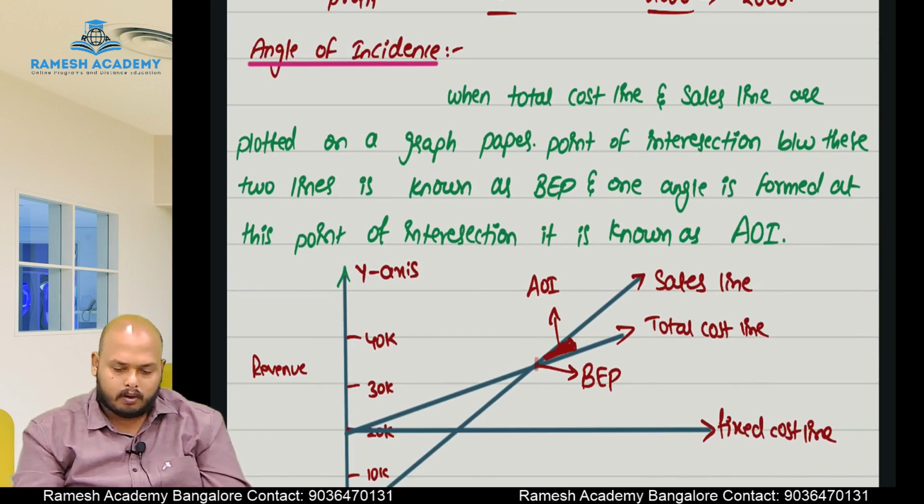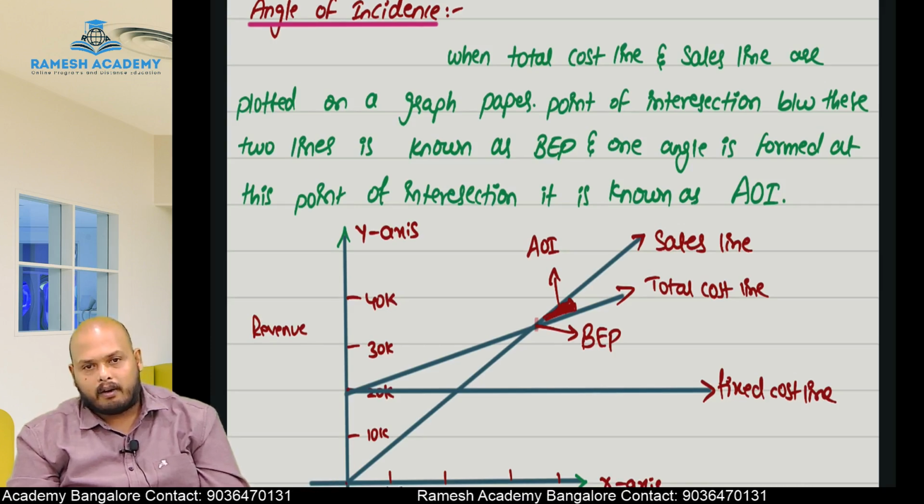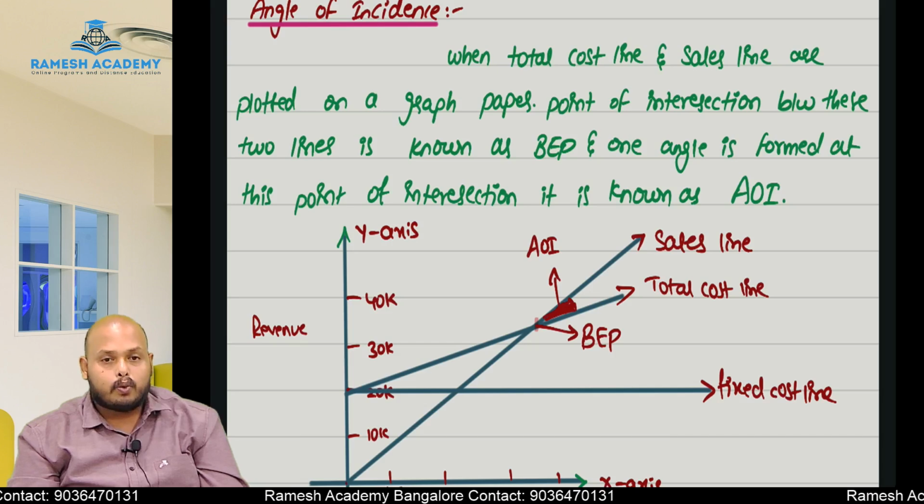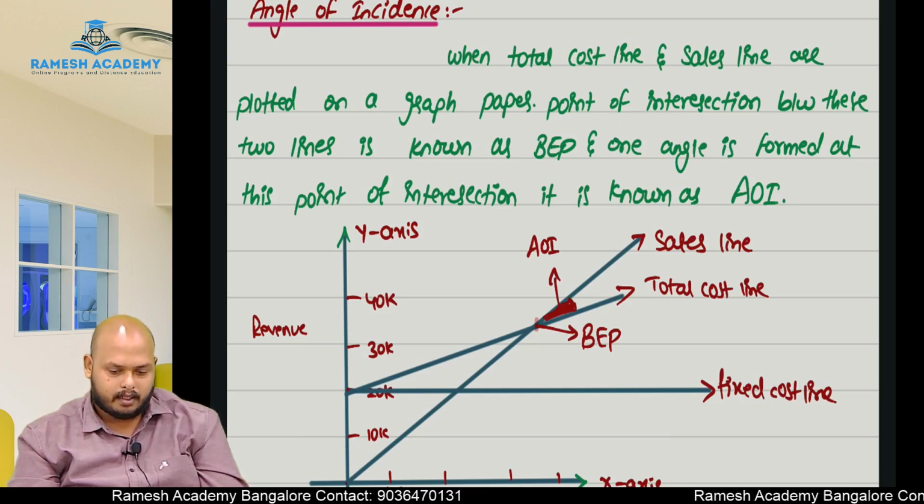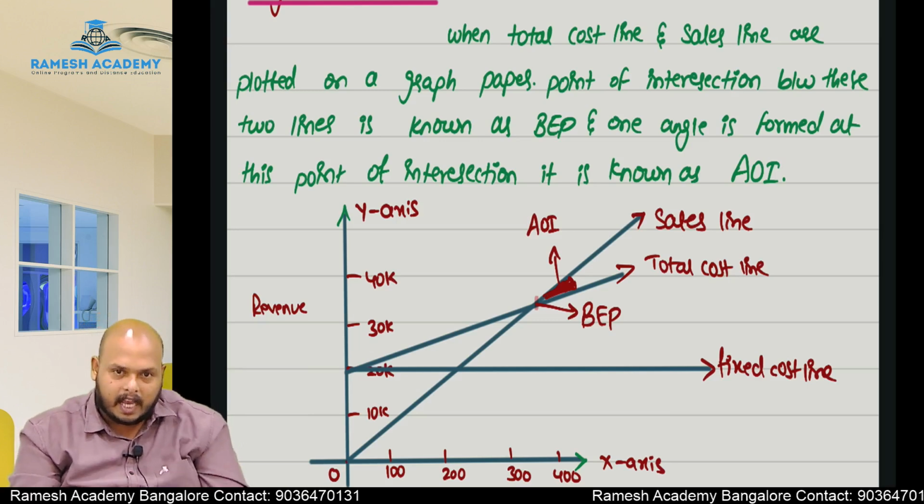When the total cost line and total sales line are plotted on a graph paper, the intersection between these two lines is called a break-even point. And when these two lines intersect, one angle is formed. That angle which is formed here, we will call the angle of incidence.